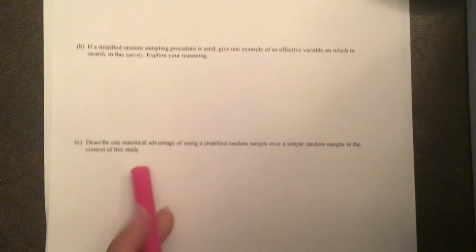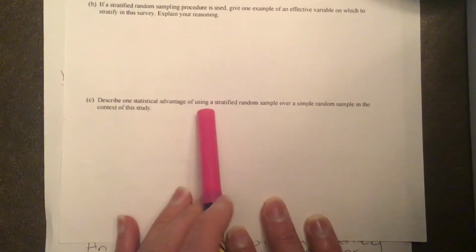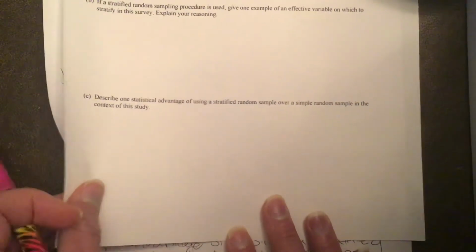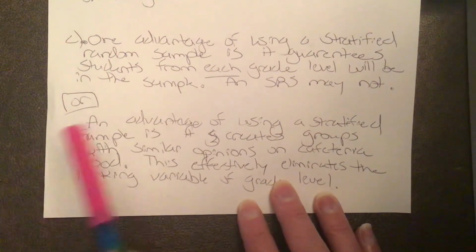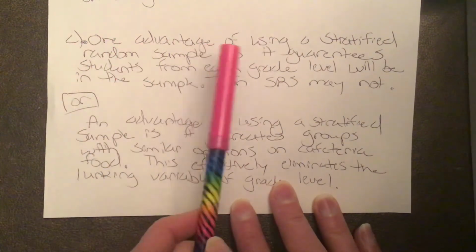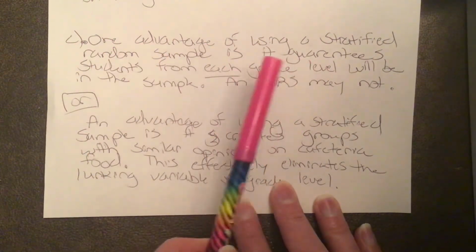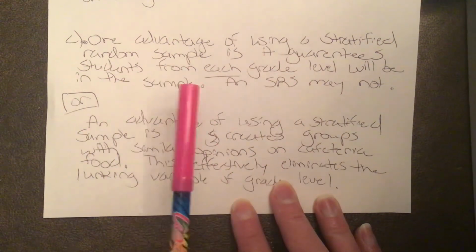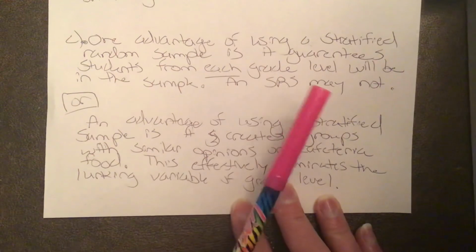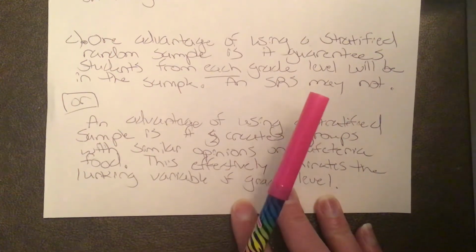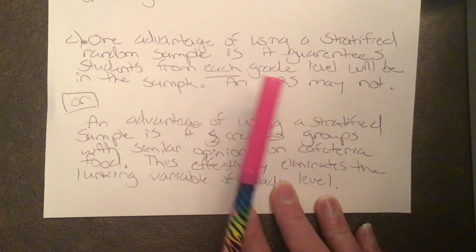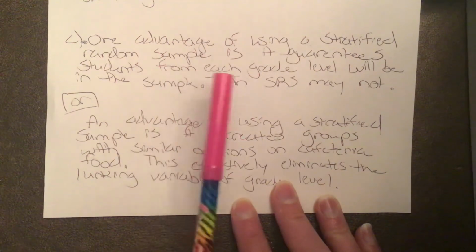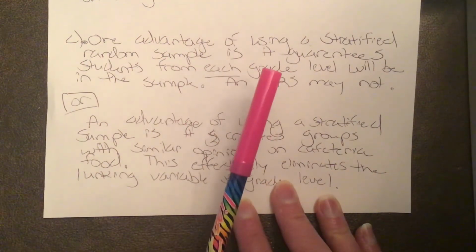Part C then says, describe one statistical advantage of using a stratified random sample over a simple random sample. Okay, so you can see my solution here. There's really two things you could touch upon here. The first thing you could say is one advantage of using a stratified random sample is it guarantees students from each grade level will be in the sample. An SRS may not. So if you just did an SRS, you don't know. It is possible you might not get any students from a certain grade or just not very many. So it ensures that all grades or all levels are equally represented. So that's one thing you could say.